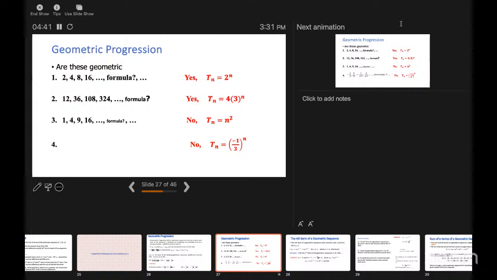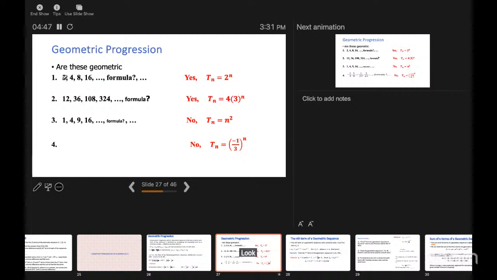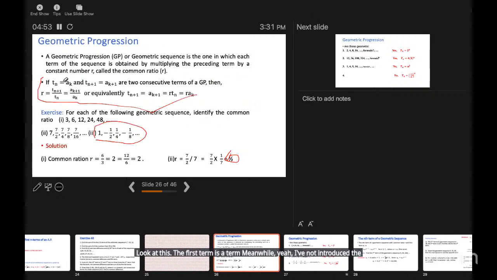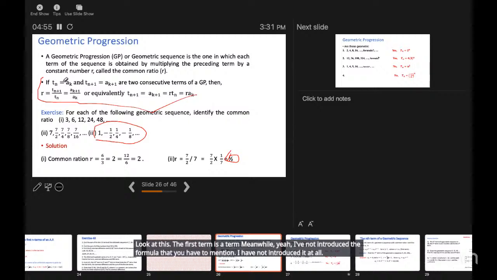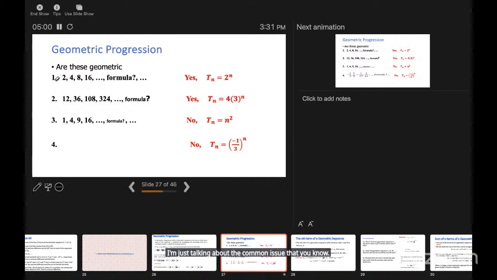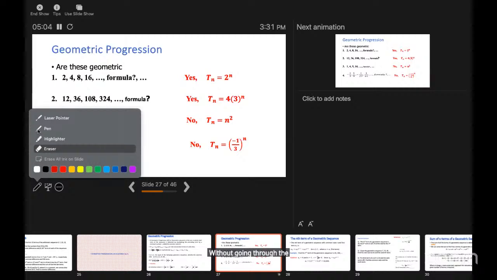I will just leave the class for you, those people that are just talking anyhow. Look at this. The first term is A. Meanwhile, here I've not introduced the formula that you even mentioned. I've not introduced it at all. I'm just talking about the common ratio that you know. We want to look at the nth term without going through the formula of a geometric progression.